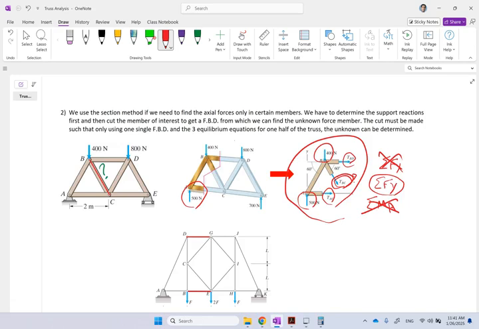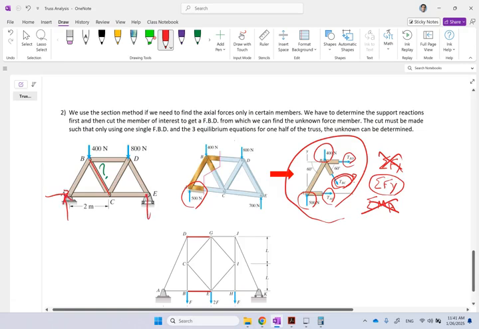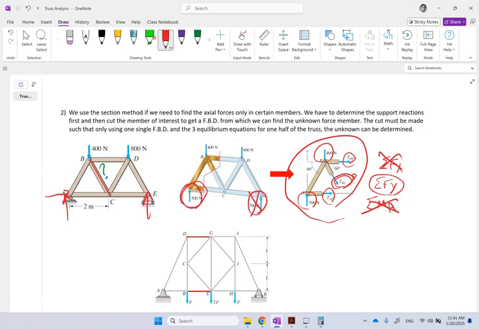Just that beautifully. And better than that, do I need to find all of these 3 reactions? The answer is, again, guess what? No, because I cut it in half. All I care about is this external reaction. Whatever this one is, who cares? I'm not looking at the right side. I'm looking at the left side, so I just need to know that 500.